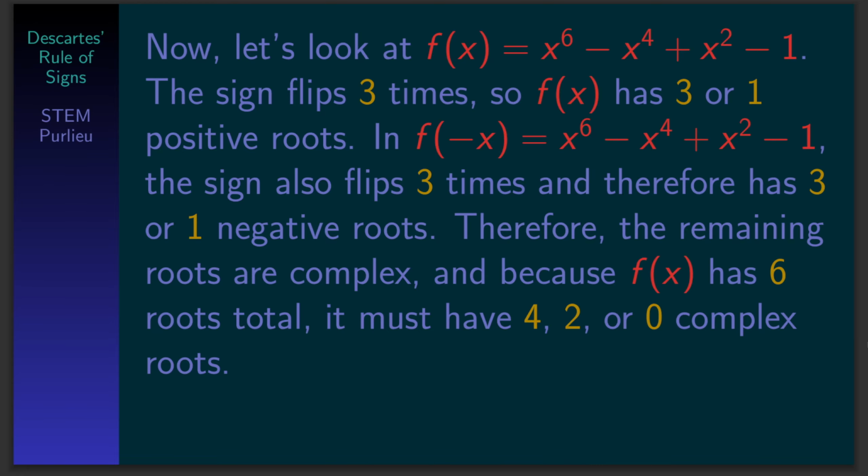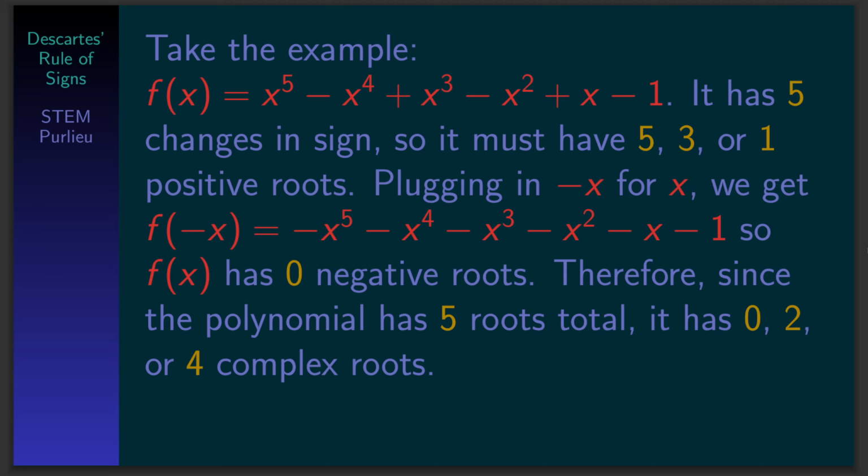Take the example f of x equals x to the fifth minus x to the fourth plus x cubed minus x squared plus x minus 1. It has 5 changes in sign, so it must have 5, 3, or 1 positive roots. Plugging in minus x for x, we get f of minus x equals minus x to the fifth minus x to the fourth minus x cubed minus x squared minus x minus 1, so f of x has 0 negative roots. Therefore, since the polynomial has 5 roots total, it has 0, 2, or 4 complex roots.